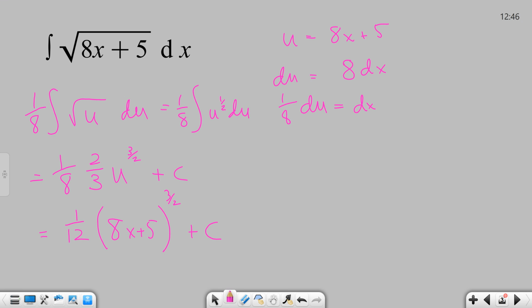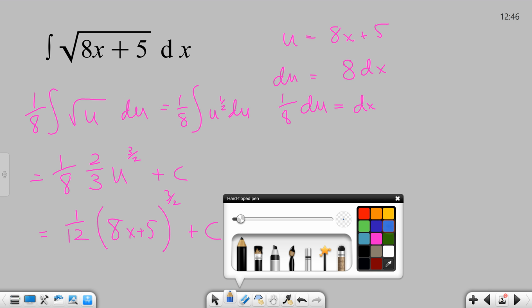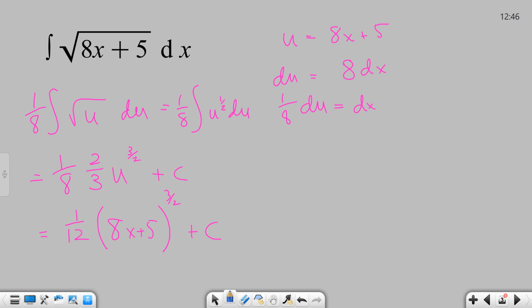So now it's just a matter of practicing and looking at different options. Mr. Reedy, why doesn't it go back to 8x plus 5 once you get the 1/12? Because our original problem is in terms of x, therefore our final answer should also be in terms of x. So you just substitute it back in. Once I took the antiderivative here, I just replaced the u with the original value of u. Good to go.